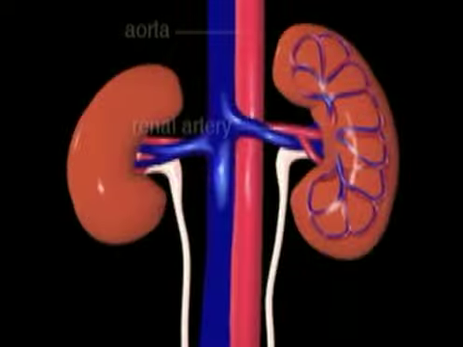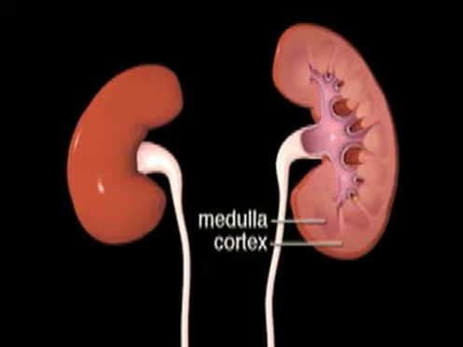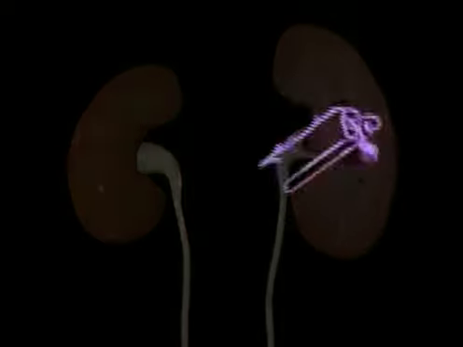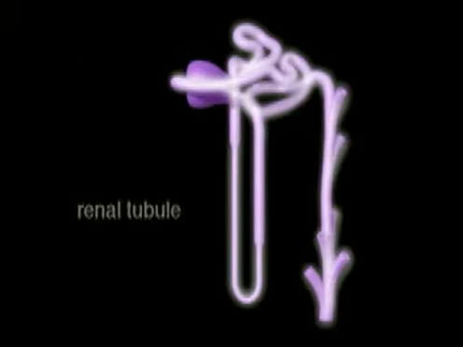A renal artery supplies each kidney with blood. The blood is distributed to over 1 million nephrons, the functional units of the kidney. Nephrons are found in the cortex and medulla of the kidney. Each nephron is composed of the renal corpuscle and a renal tubule.